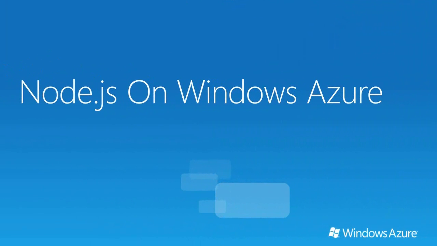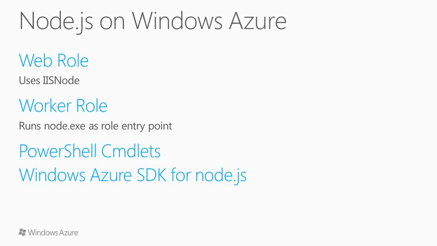Now that you have seen how to build and run a Node.js application on Windows, I want to show you some of the great tools we have for Node.js and Windows Azure. Node.js applications on Windows Azure run in two ways. First is inside a web role with IIS and IISNode. The second way is inside of a worker role. When Node runs inside a worker role, a single instance of node.exe is started as the role entry point.